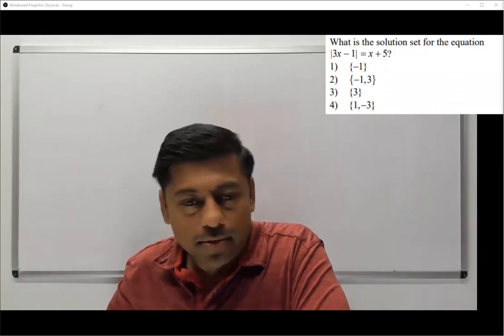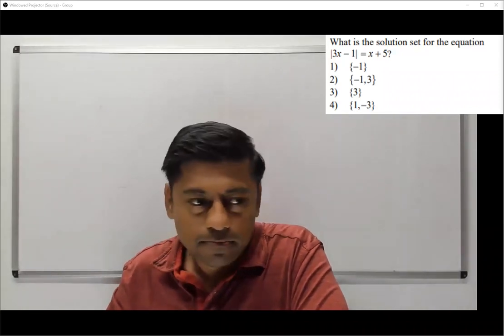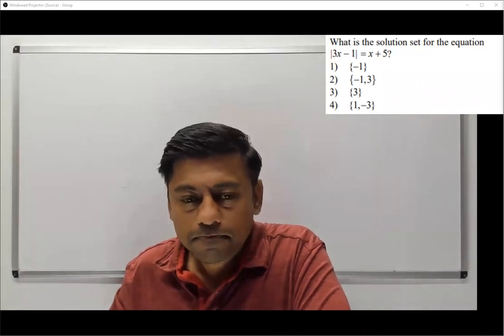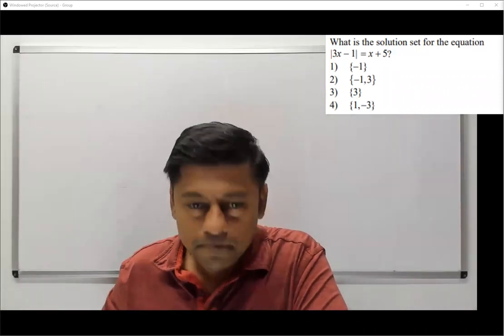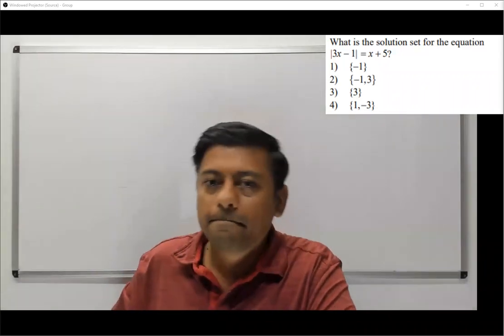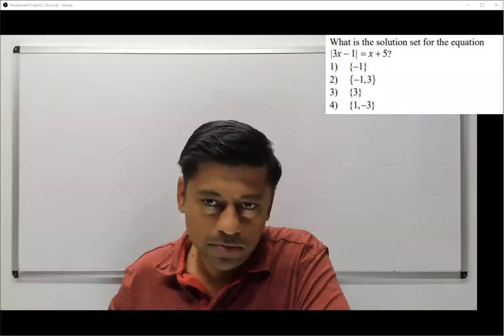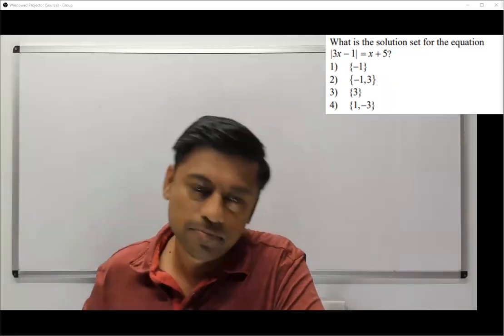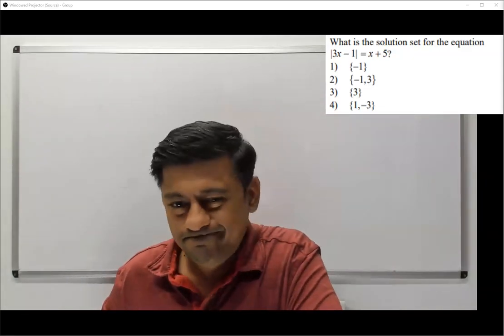Kaustubh and Rohan. I think the most important thing is realizing that you can split the absolute value of 3x minus 1 into two equations, 3x minus 1 and negative 3x plus 1. And then for both of those, you can make it equal to x plus 5. And then you solve both of those equations like regular algebraic equations. And then you'd find your answer.